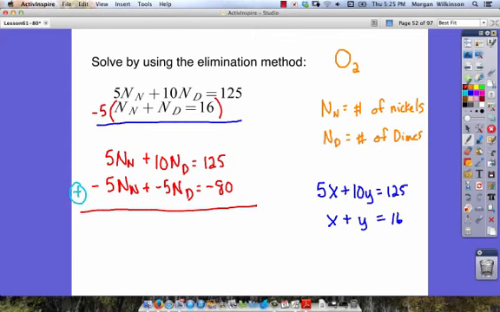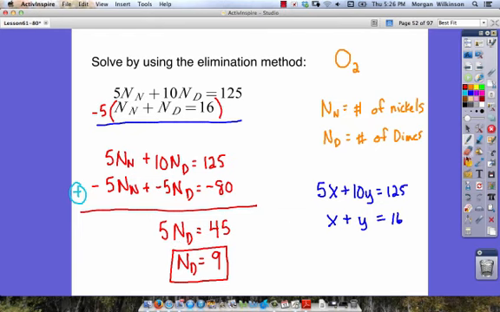So if we eliminate, well, 5 times the number of nickels minus 5 times the number of nickels, that's going to be 0. 10 plus -5, that's 5. That's our number of dimes. It's going to be equal to 125 plus -80. Well, that must be 45. We can solve here because we know 5 times 9 is 45, so the number of dimes must be 45 divided by 5, which is 9. And we've got our answer.